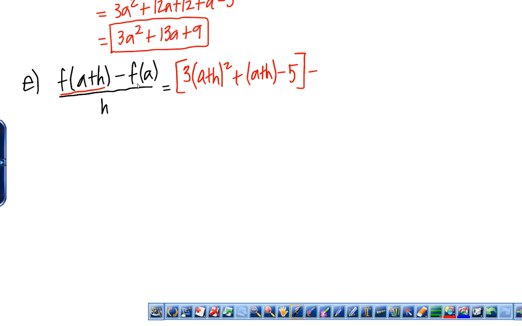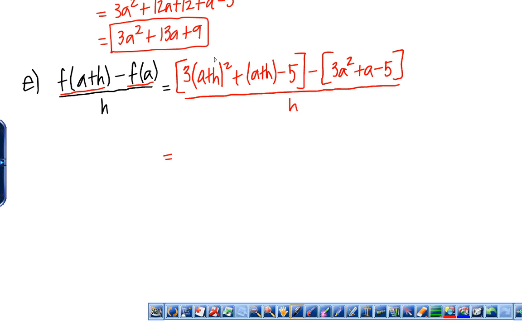Now I'm going to subtract f of a. So this is going to be 3a squared plus a, and then minus 5. So this is the second part of the function. And then all of this goes over h. And you do need to write that as well.